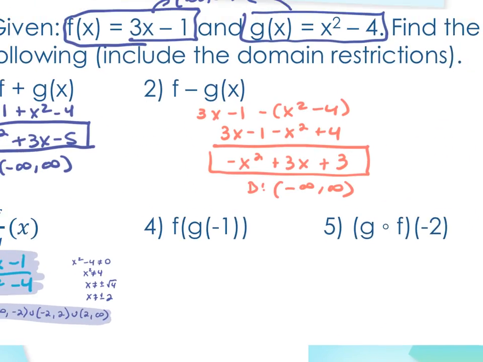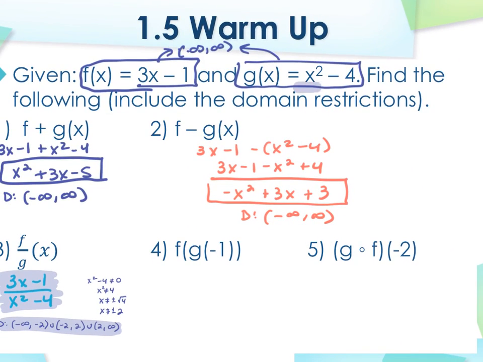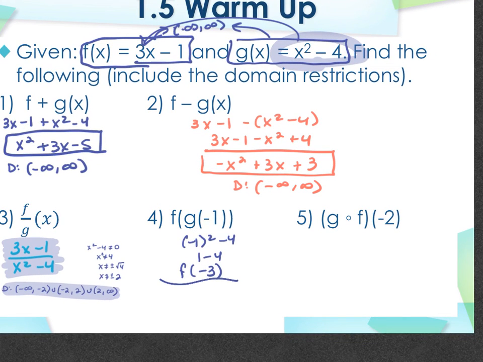All right, number 4, we take the negative 1 and plug it into the g, and then take that and plug it into the f. So I'm going to do negative 1 squared minus 4, 1 minus 4, which is negative 3. And then I do f of negative 3. So I do 3 times negative 3 minus 1, negative 9 minus 1, which is negative 10. So that's the result of f of g of negative 1.